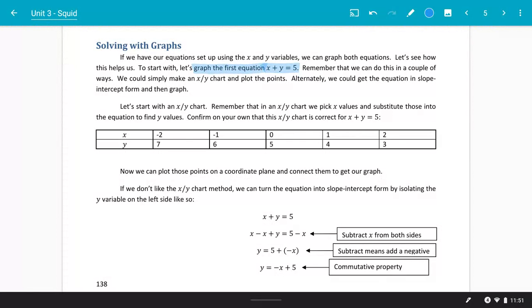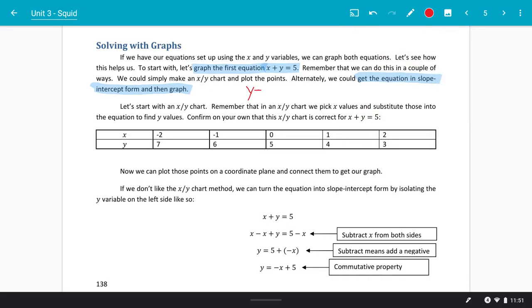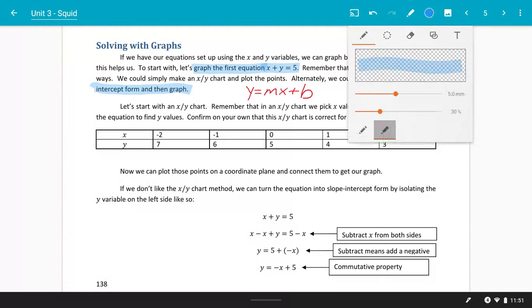Remember, you can do this a couple of ways. We can simply make an xy chart and plot the points. Or, alternately, we could get the equation in slope-intercept form. That's my favorite. And then graph. As a reminder to you, what is slope-intercept form? That's y equals mx plus b. And I think they're going to do that down here below.